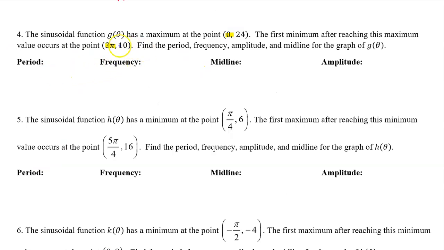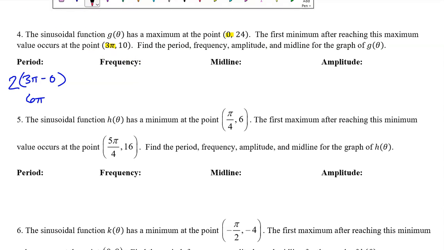For number 4, the horizontal distance between consecutive max and min will be given by 3 pi minus 0. This is half the period, so if we double it, then we have an expression for the period. 3 pi minus 0 is just 3 pi. So this is really just 2 times 3 pi, and the period is 6 pi. The frequency is the reciprocal of the period, which will be 1 over 6 pi.